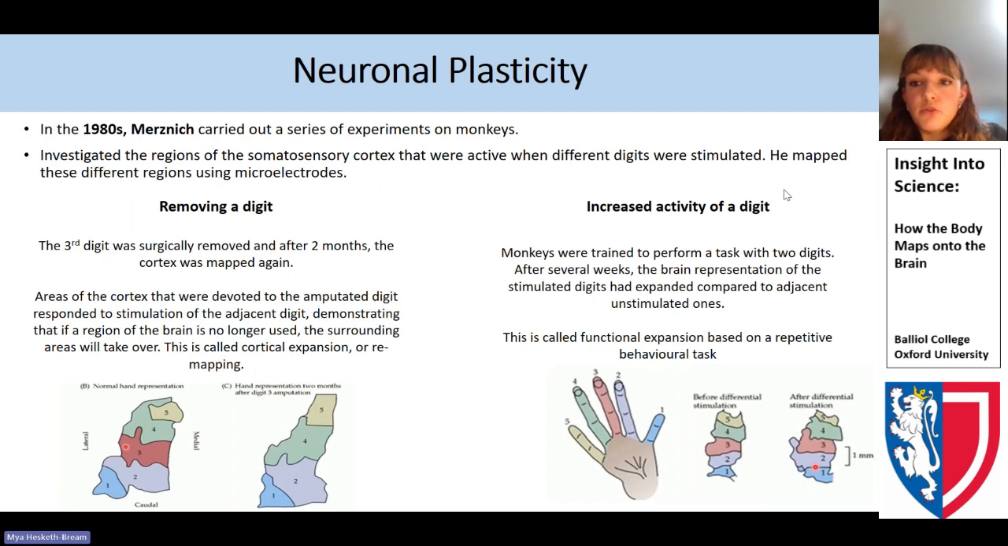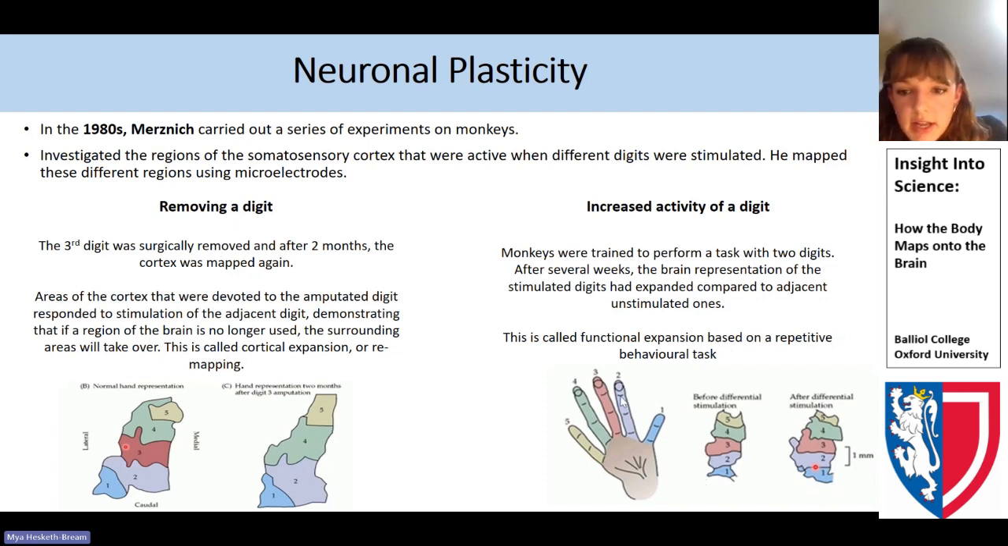So then he performed another experiment that was the reverse. He trained the monkeys on a task where they used 2 of their fingers a lot more than the other ones. So monkeys were trained to perform a task, and after several weeks, the representation of the stimulated digit had expanded compared to adjacent unstimulated ones. So instead of cortical expansion, this is called functional expansion based on a repetitive behavioral task.